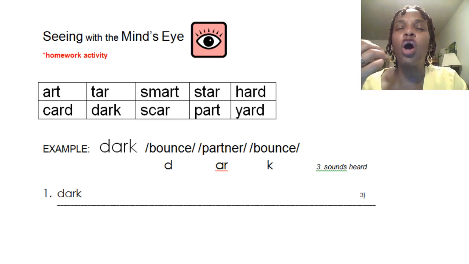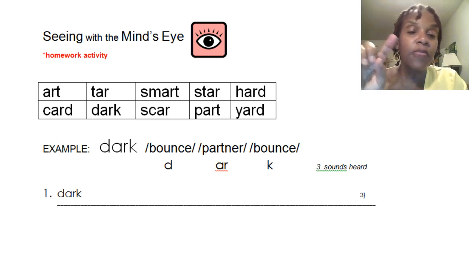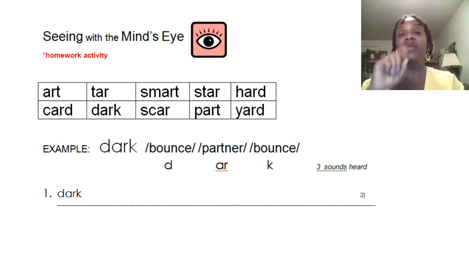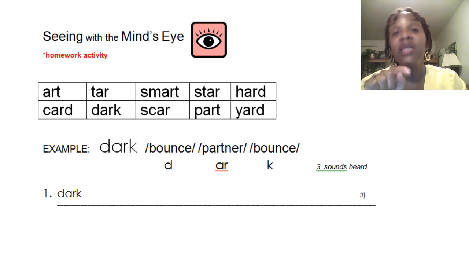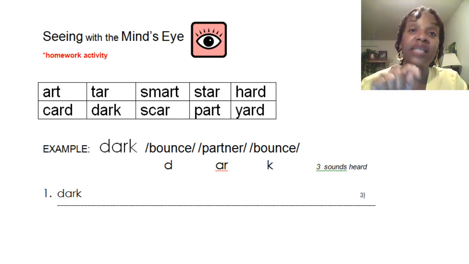The word is dark, dark. How many sounds do you hear in dark? Let's see. I hear D, R, K. 3 sounds. Open your eyes. Did you hear 3 sounds? Good job. So in your homework packet, for my level 1 students, you're going to write a 3 on the line to indicate how many sounds you heard.